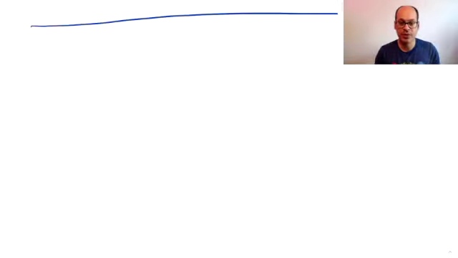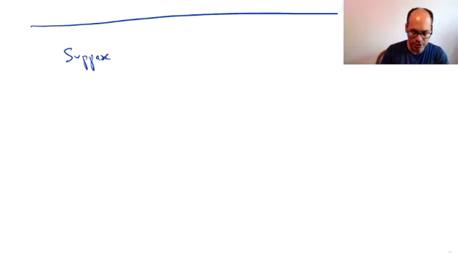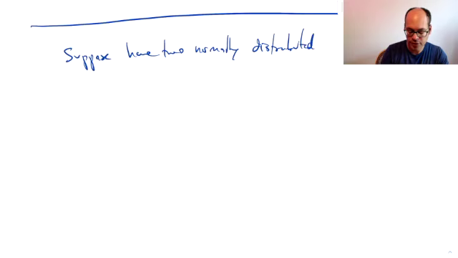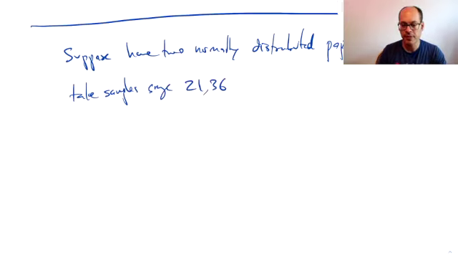Let's do one more example with the F distribution. This time we're going to do an interval estimation problem, just a formal one. So let's suppose we have two normally distributed populations. We take samples of size, let's just say, 21 and 36, respectively.